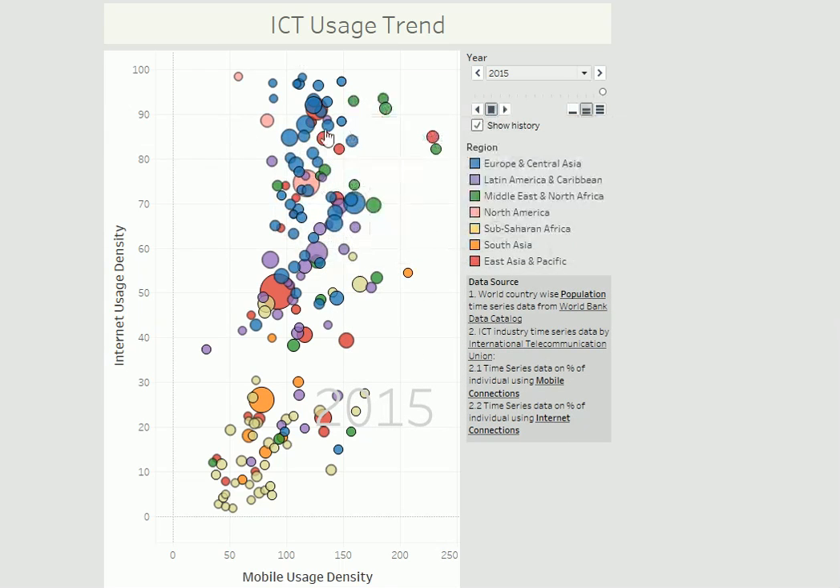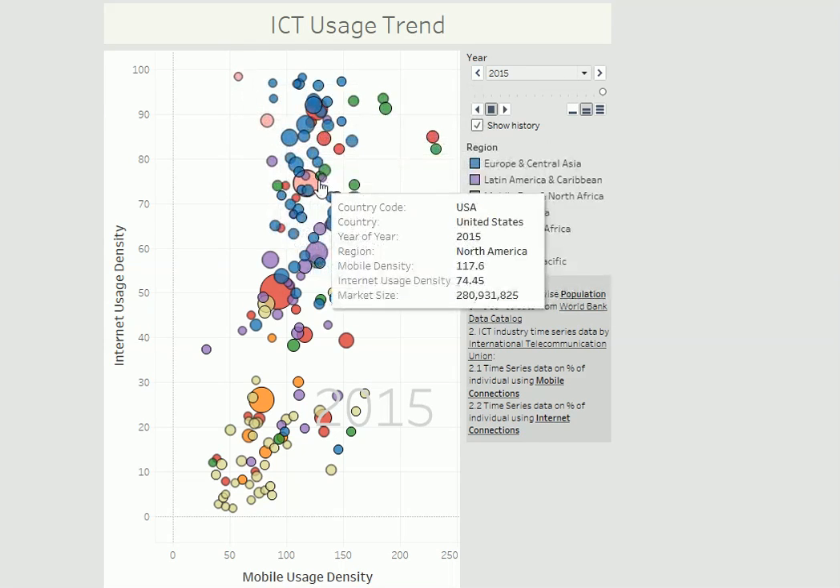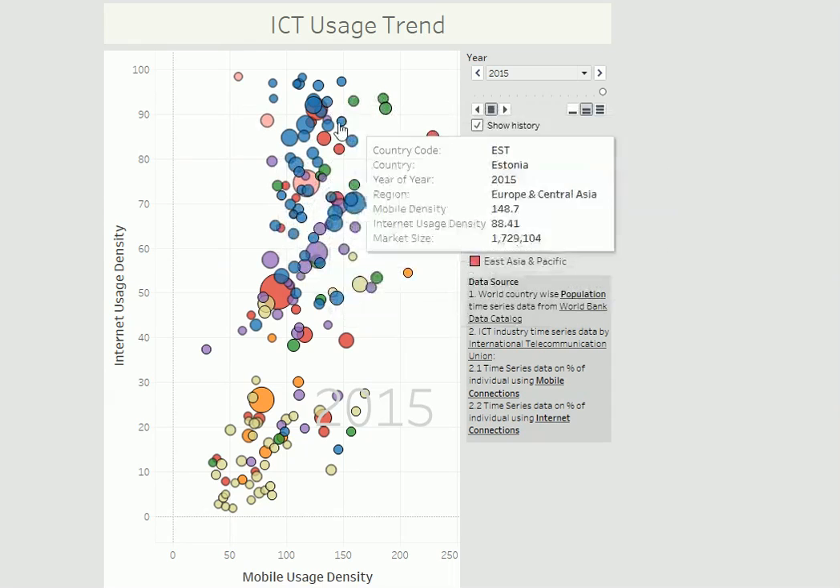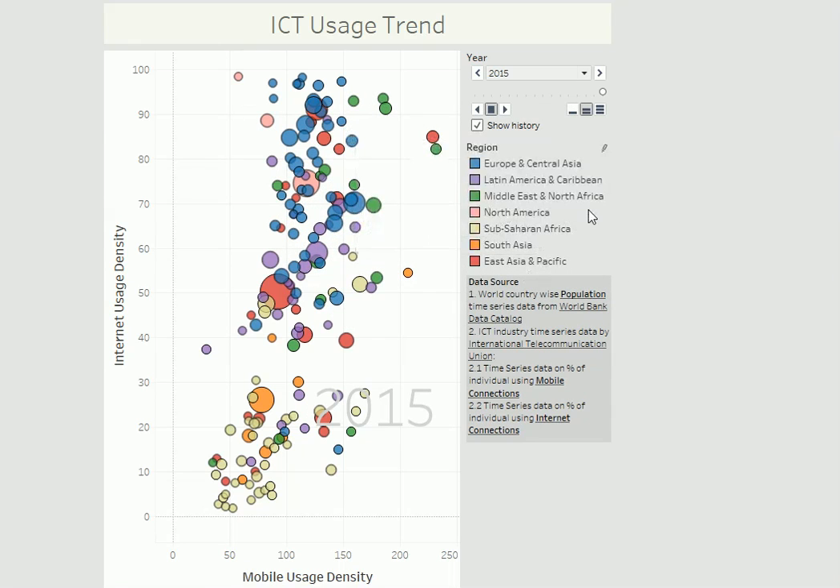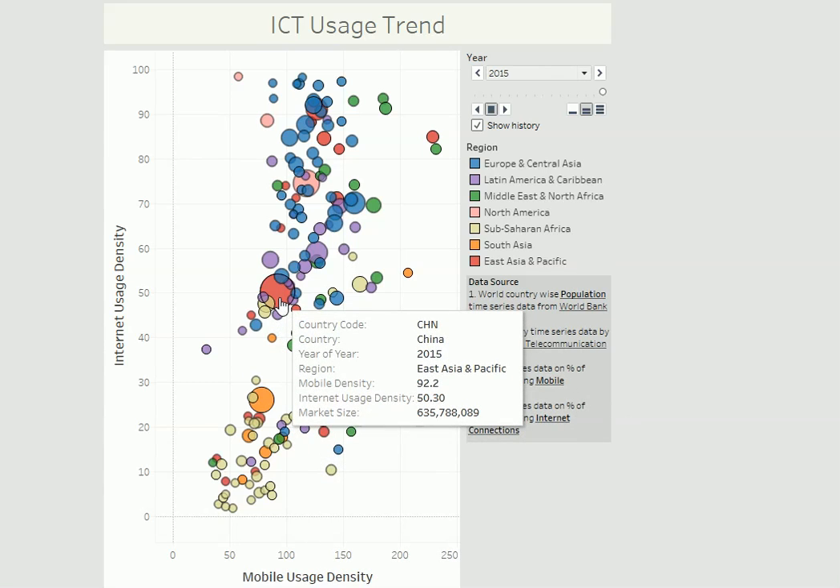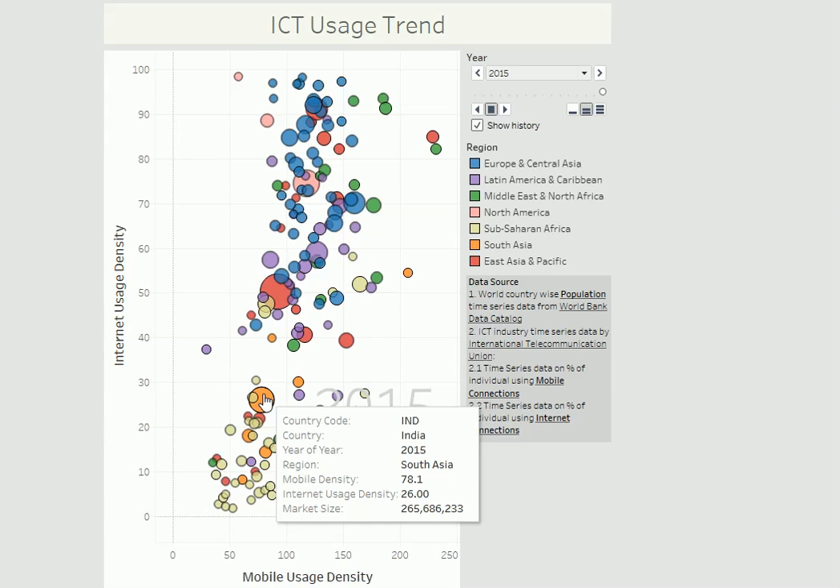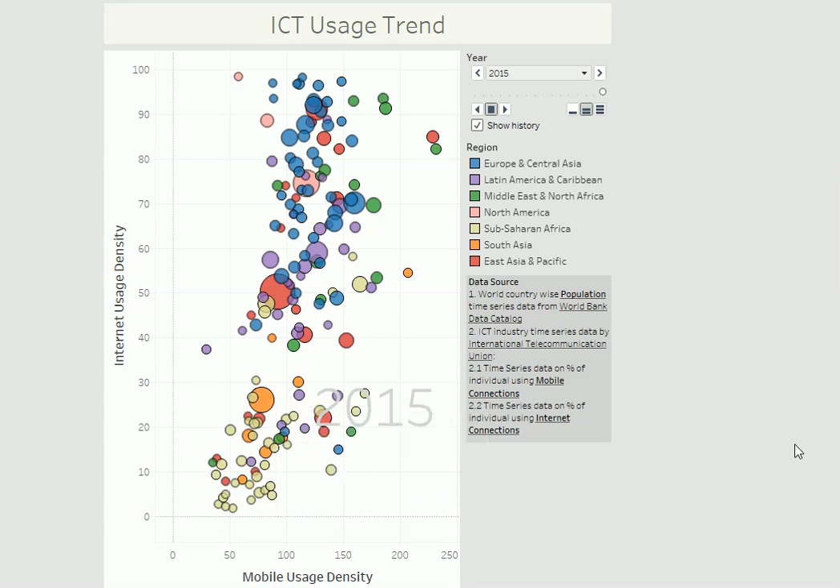So you have these blue dots which are the European countries, you have these pink dots which are the North American countries, and you have these green dots which are the Middle East and North African countries, which are the leaders in the mobile as well as the internet usage, right? So it gives a clear picture of the trend of ICT usage across the world. And this big red bubble is China, and this big orange bubble is India. So with this we understand the ICT usage trend across the globe through this chart animation.